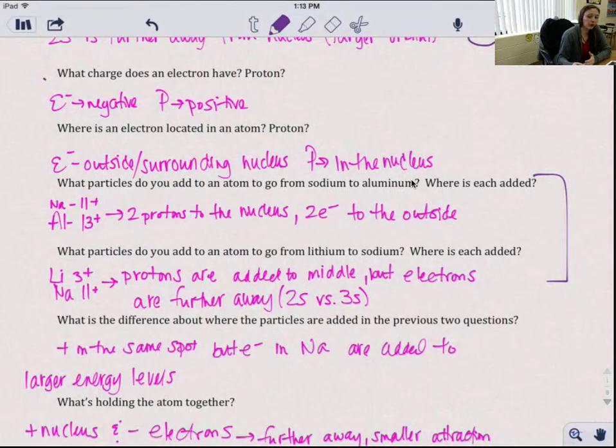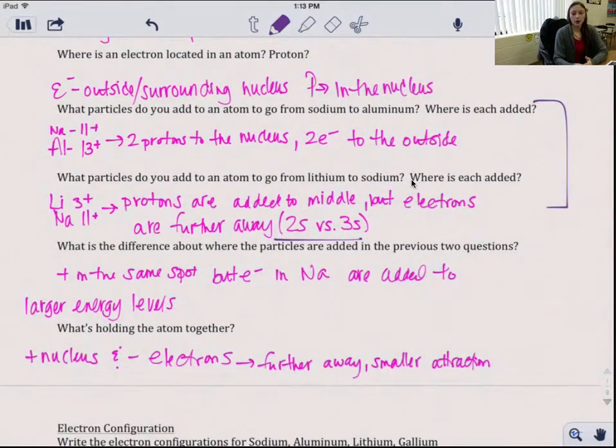The same thing goes from lithium to sodium. Lithium has 3 electrons. Sodium has 11 electrons. Again, protons are being added to the middle, electrons to the outside. But the big difference here is that last sentence. The lithium electrons are closer than the sodium electrons, because I'm dealing with a 3s versus a 2s. 3 is bigger, so sodium's electrons on the end should be farther away. That's the following question, what's the difference between the two. Protons are in the same spot, but electrons in sodium are added to larger energy levels, a 3 versus a 2, further away.